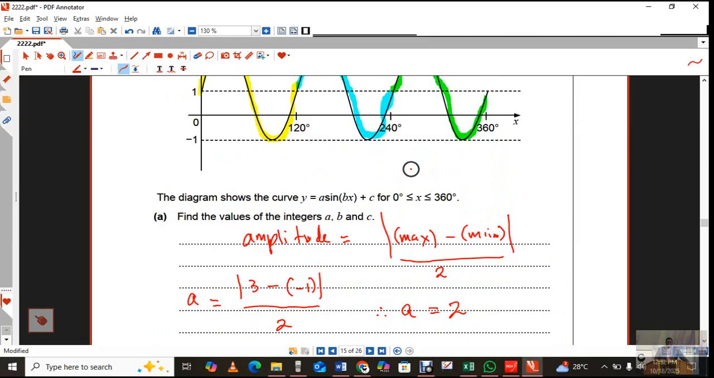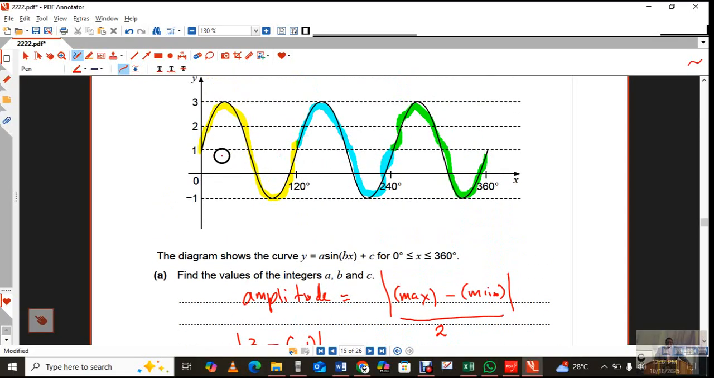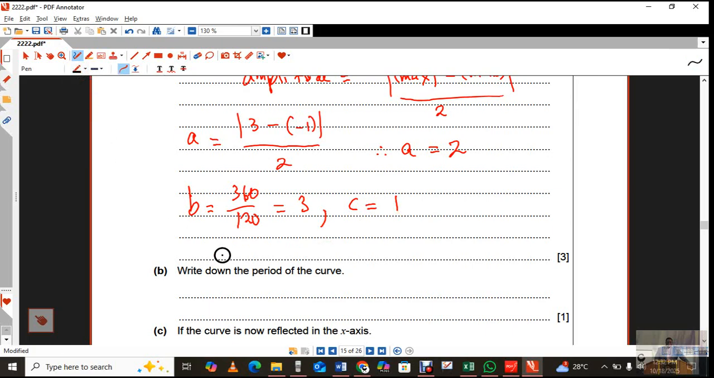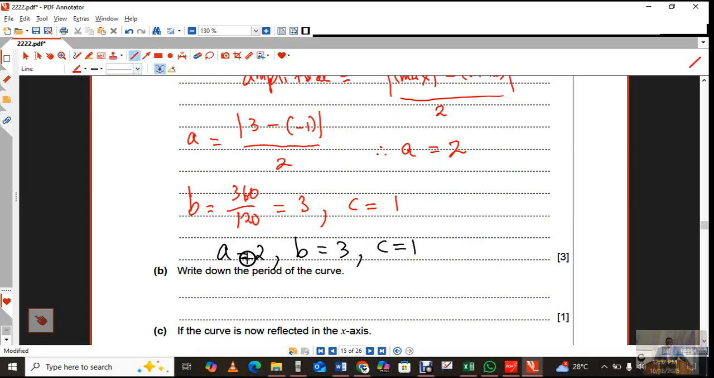What else? The value of C. Normally the sine graph will start at 0, so this graph has been shifted upwards by 1 unit. So this way it intersects, that is already your answer. So C is equal to 1. So therefore, you can now give your answers: A is equal to 2, B is equal to 3, and C is equal to 1. Very important that you also answer the questions nicely at the end.